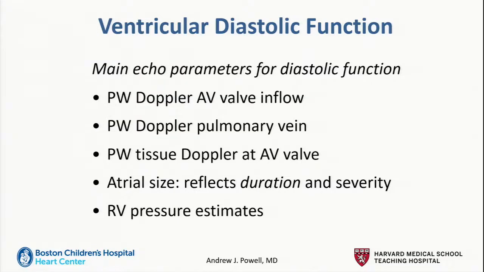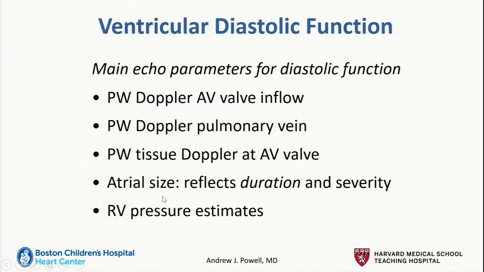So now let's look at how we evaluate diastolic function by echocardiography. I've listed here some of the main parameters that people evaluate in order to gain some insight into diastolic function. It's the pulse wave Doppler at the AV valve inflow, pulse wave Doppler at the pulmonary vein, pulse wave tissue Doppler at the AV valve, and then you can also look at atrial size.